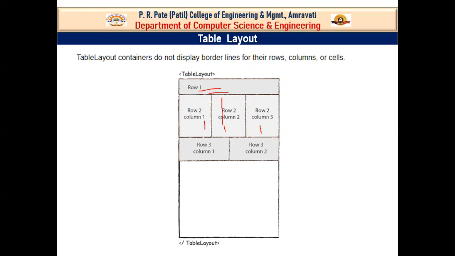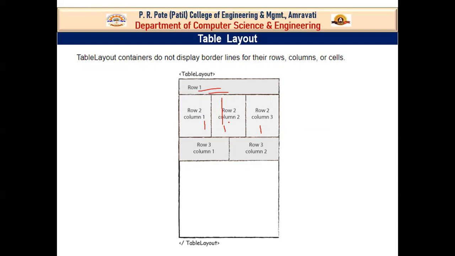So when we divide our views into these rows and columns, then we come to this particular view group as a table. It means that when we divide our layout into rows and columns, we are using a view group. Which view group? Table view group. So let's see how a table layout looks.